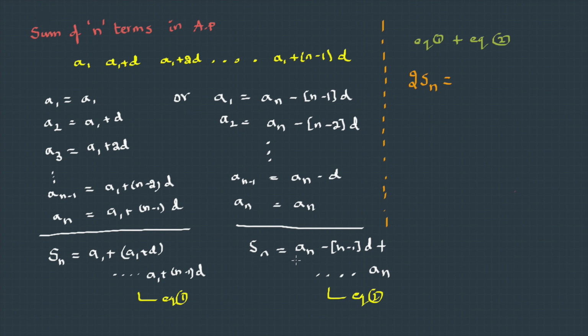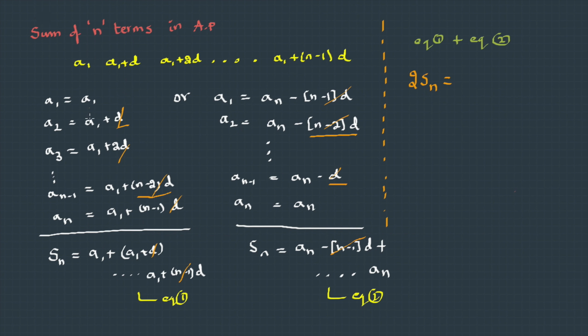On the right hand side, you see that this term gets cancelled with this term. And all the terms associated with d will be cancelled, because we have a positive d and a negative d. Here we have positive (n minus 1)d, here we have negative (n minus 1)d. So all these will be cancelled.